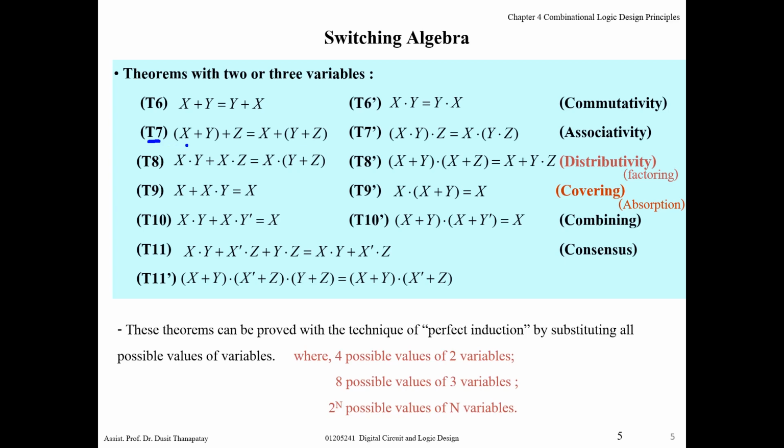For theorem 7, x plus y in parentheses plus z equals x plus y plus z with y plus z first. We use parentheses to show that we do this first, and then plus x, the same thing. You can do this one first, or you can do y plus z first. You will get the same result. This is the associative property. AND also has this property.